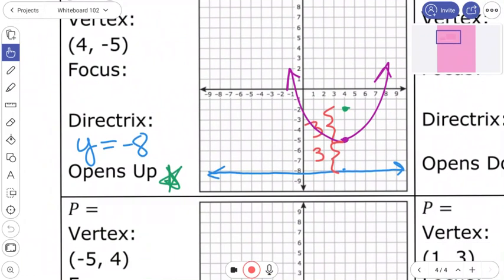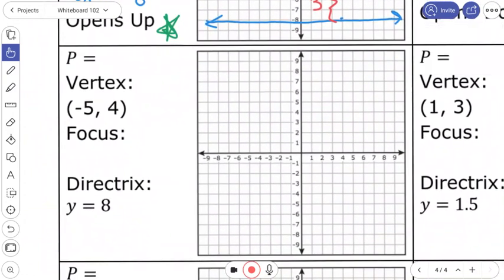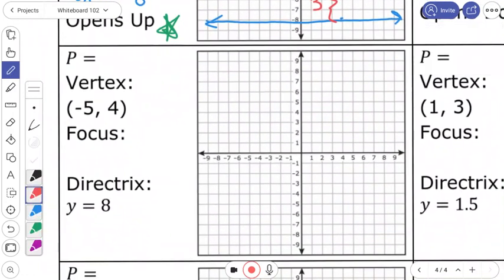All right, let's do another example. This time we're given the vertex and the directrix. So if I look at my problem, I know my vertex is left 5, up 4, right there.